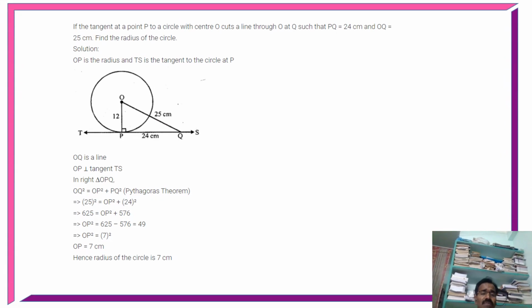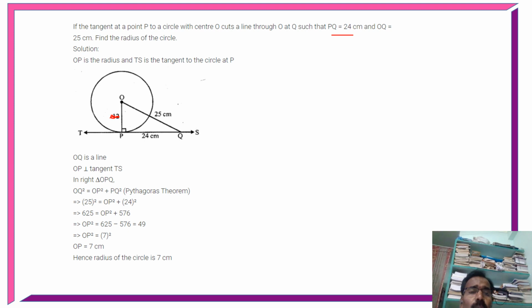Next slide. It is given that a tangent at a point P to a circle with center O cuts the line through O such that PQ length is 24 centimeters and OQ length is 25 centimeters. Find its radius. Actually, it is unknown. If you observe, we know that OP is perpendicular to PQ. We should say that the radius is always perpendicular to the tangent at the point of contact.